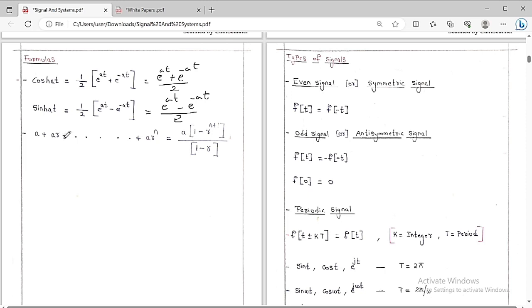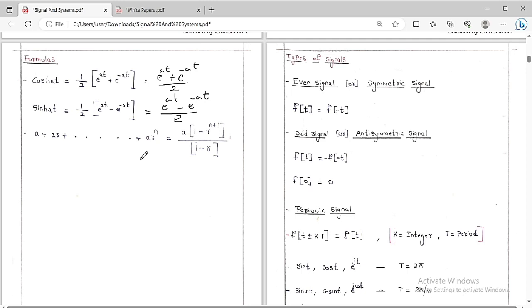So a, a into r to the power of 1, a into r square, like that up to a into r to the power of n. So there are n plus 1 terms. So always remember a plus ar plus ar square up to a into r to the power of n is equal to a into 1 minus r to the power of n plus 1 by 1 minus r.